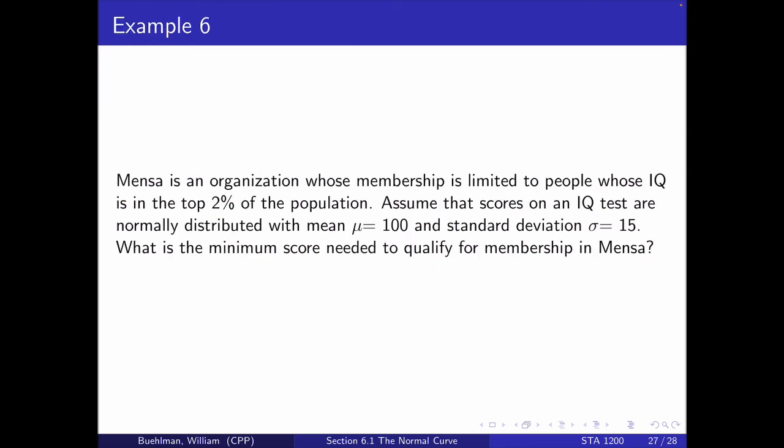Example 6. Mensa is an organization whose membership is limited to people whose IQ is in the top 2% of the population. Assume that scores on an IQ test are normally distributed with a mean of 100 and a standard deviation of 15. What is the minimum score required to qualify for Mensa membership?